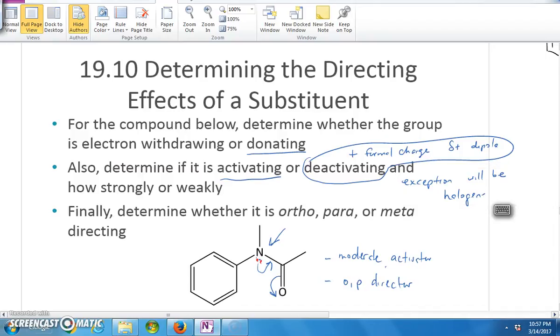So in this case, you can see that you have a lone pair of electrons on the nitrogen, which can be pumped into the ring, or you can have a situation whereby it's pumped out of the ring. That's why it's a moderate activator and an ortho para director.